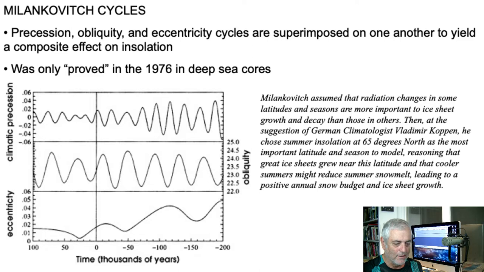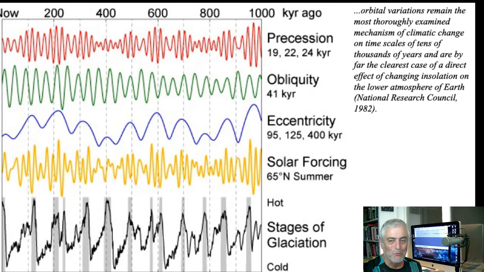So in the next diagram, I show you the same figure with precession at the top with 19,000 and 24,000 year cycles. Obliquity is the second with 41,000 year cycles. And then you see, okay, there's a little bit of variance in what people publish about this, but 95, 125, and 400,000 year cycles. So where's the 400,000 year cycle, you may ask? If you look at the bumps, and this is in the blue line, that's the third curve down here now. And we're looking at now on the left-hand side.